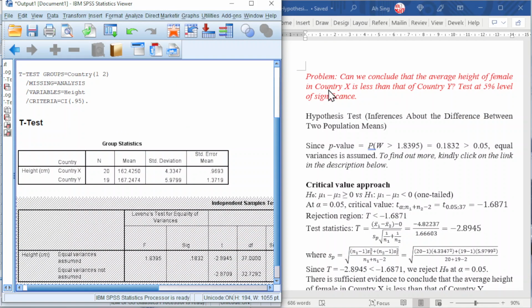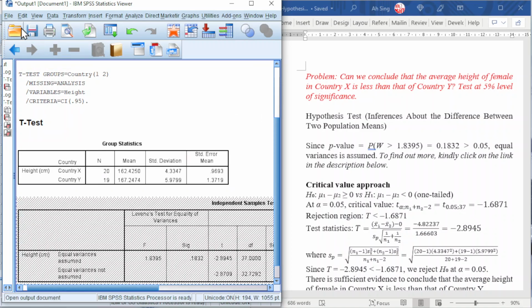Based on the problem, our intention here is to test whether the average height of females in country X is less than that of country Y, which means that we should conduct a left tail test. Since it's one tail, we should take alpha instead of alpha over 2. With the degrees of freedom n1 plus n2 minus 2, we should obtain degrees of freedom 37.